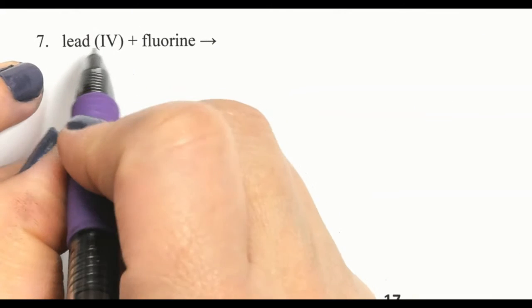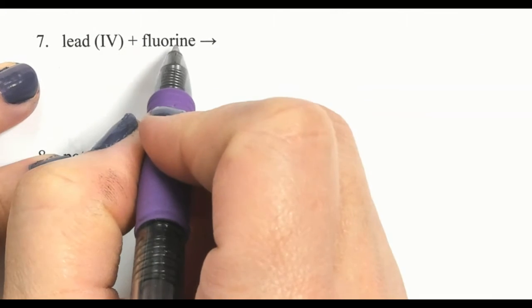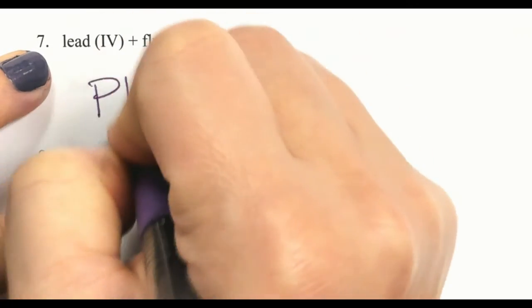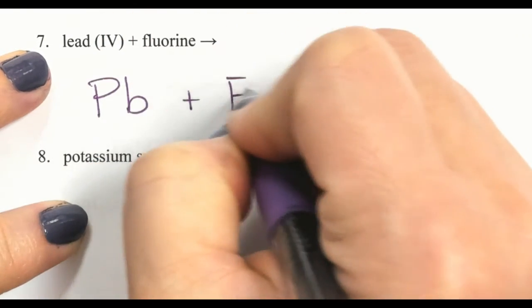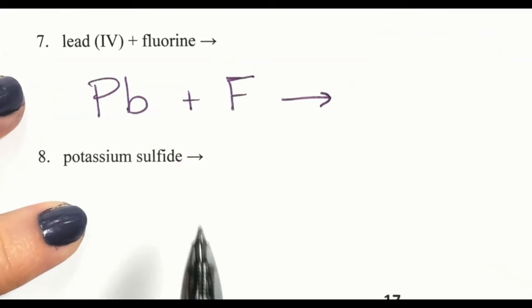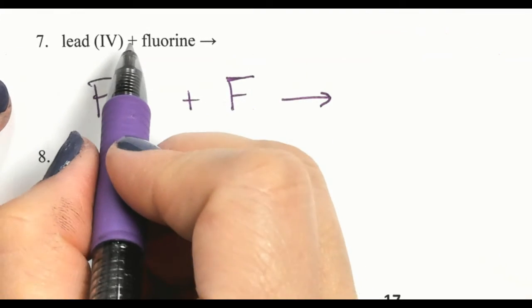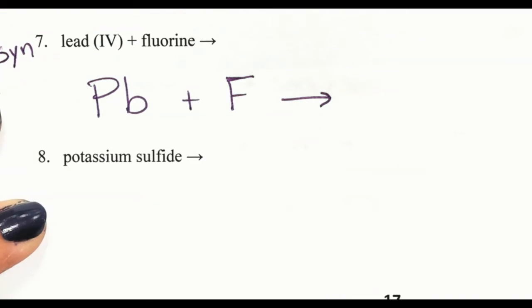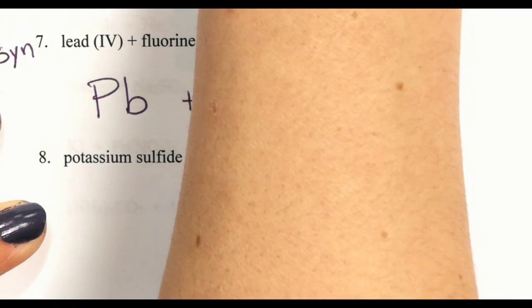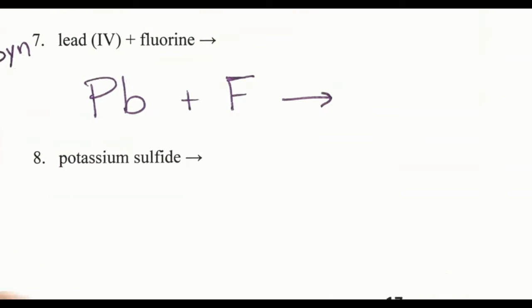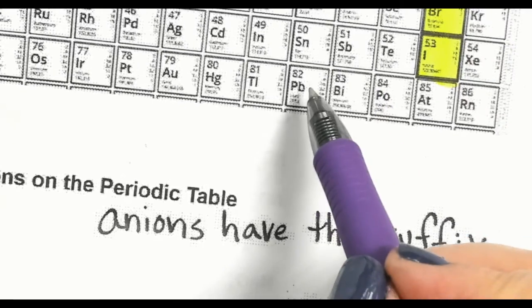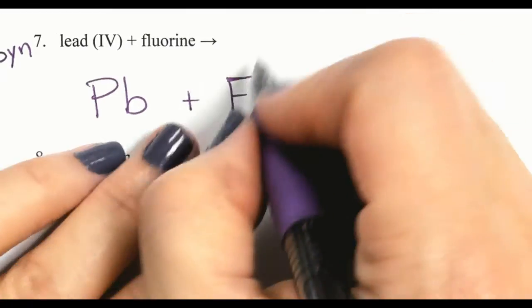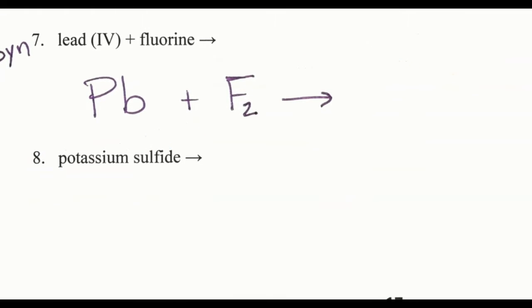7, we have lead, 4, and fluorine. We don't need the Roman numeral right now, so lead is Pb and fluorine is F, and then I will draw my arrow. It's a single element plus a single element, which means this is a synthesis reaction. So now, are either one of these elements a diatomic? We'll go look here and see that lead is not, and fluorine is, so there needs to be a subscript of 2 on the fluorine.